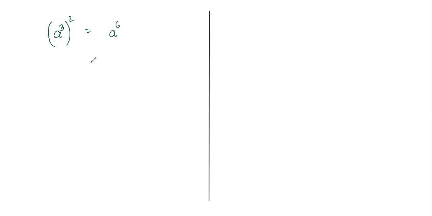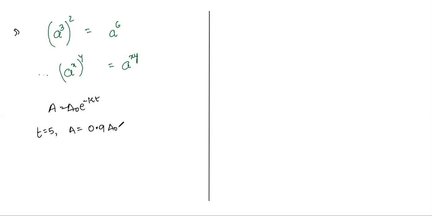6. How did you do it? You did it by a rule: a power x whole power y, whenever there is this, the powers get multiplied with each other, right? The powers get multiplied with each other. Now we are using the same approach here. You have A is equal to A naught into e power minus kt, where we are saying that at t is equal to 5, A is equal to 0.9 times its initial value.